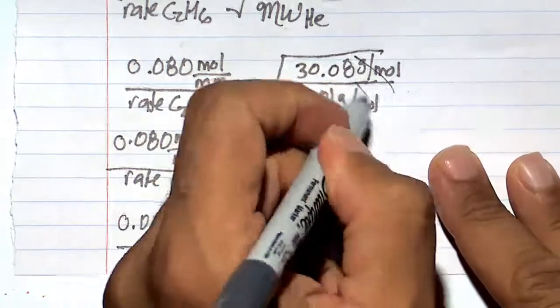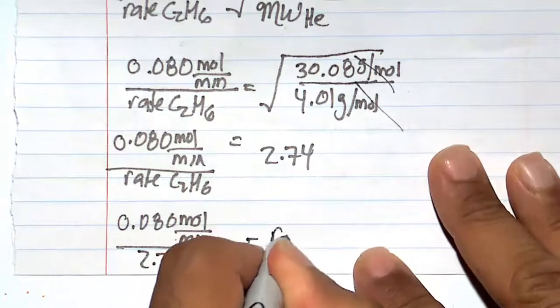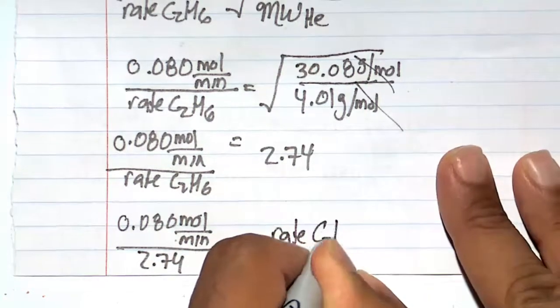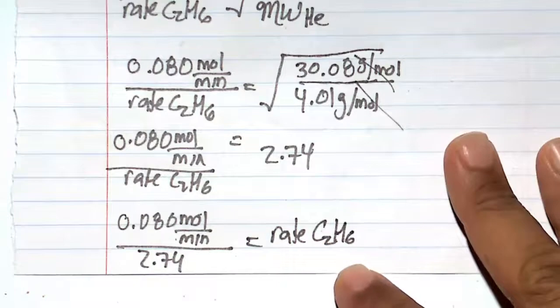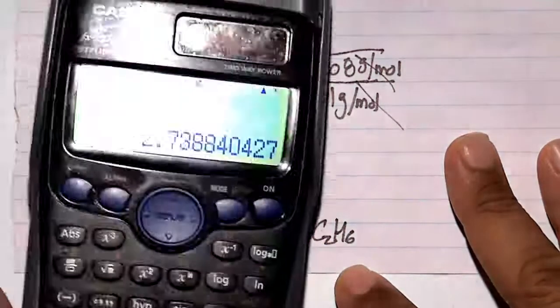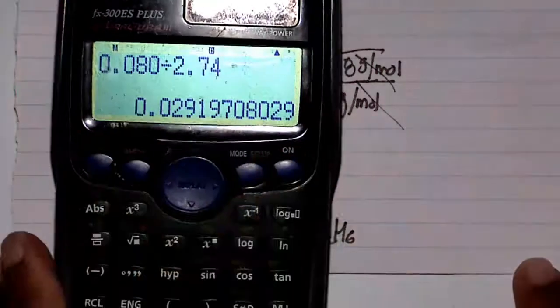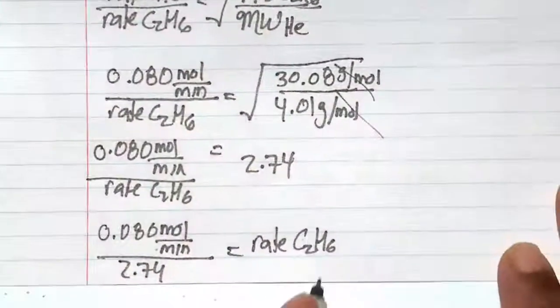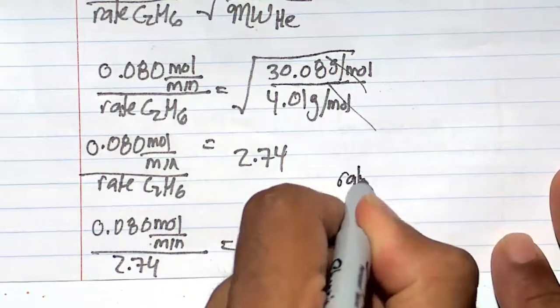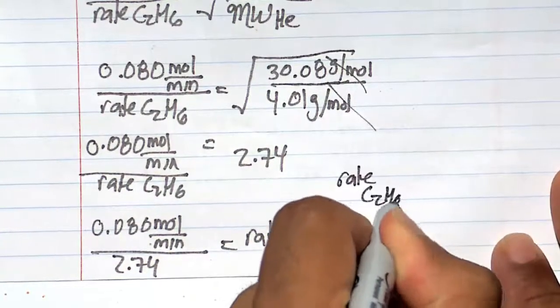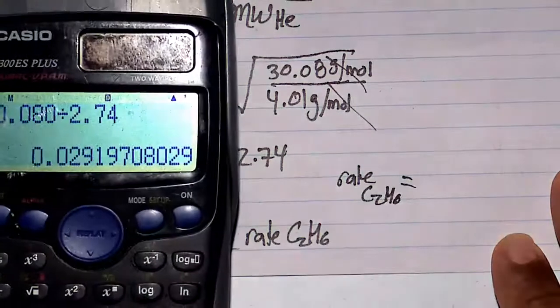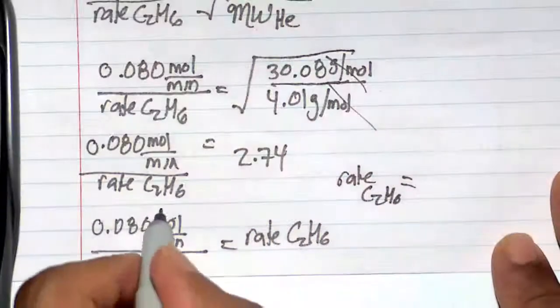Don't forget the grams per mole cancel, equals the rate of effusion of the C2H6 gas. So 0.080 divided by 2.74, 0.029. So the rate of effusion of ethane gas is 0.029, and the units are moles per minute.